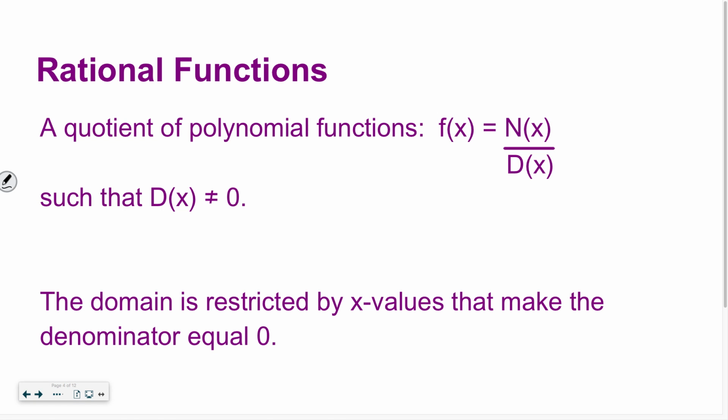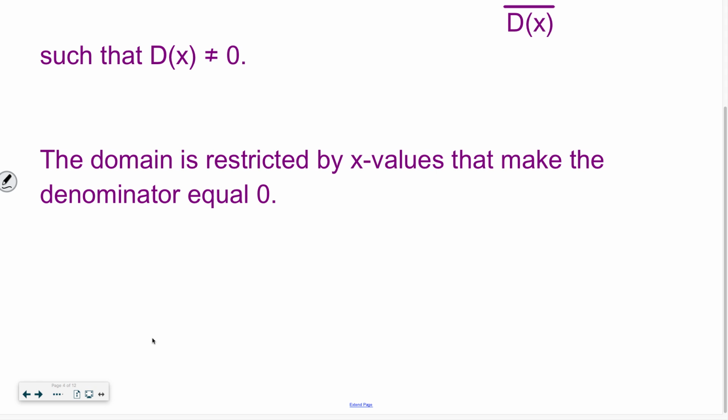Also, something to keep in mind in terms of domain and range is domain is restricted by your x values that make denominators equal 0. So the number of x values that make your denominator equal to 0 is determined by the polynomial that is d of x, the polynomial in the denominator. If that's a linear polynomial, you only have one number to exclude from your domain. If it's a quadratic polynomial, you could have up to 2 numbers to exclude. Cubic would be up to 3.